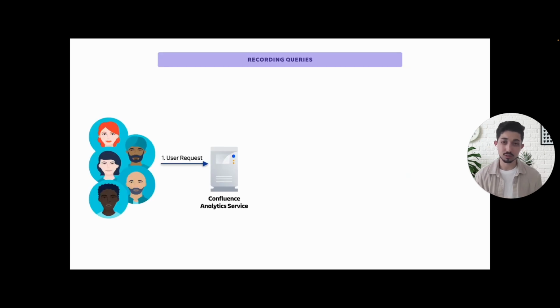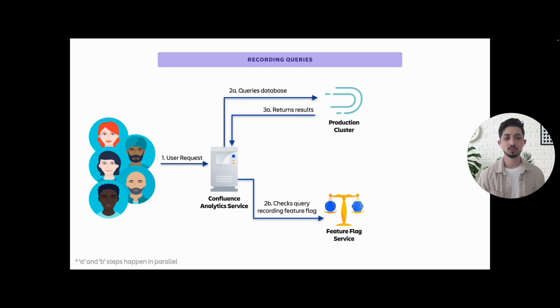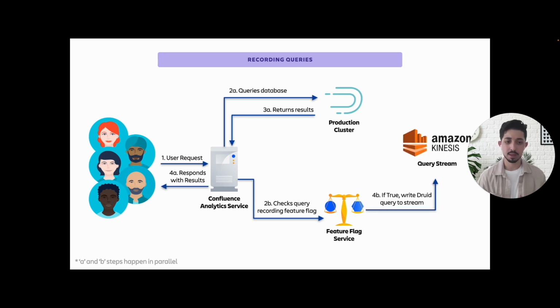Now here's how we ended up doing this. So the recording of queries: let's say a user requests something from our service, the analytics service. We will query the Druid database, the actual production cluster. It'll then return the results. In parallel to querying that database, we'll also check a feature flag to see if someone has turned on the flag to start recording queries to the stream, if it's necessary for them to run a load test. That's what you see here. If that feature flag is true, we will write the Druid query to the stream and retain that for using on a load test later. At the same time, we'll respond with the results to the user, always from the real production cluster.